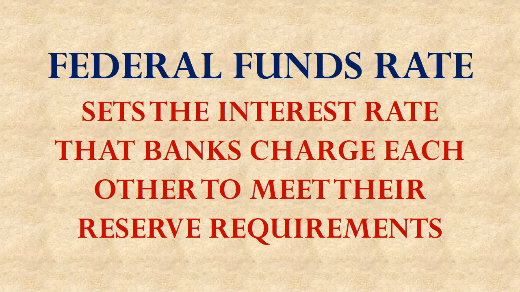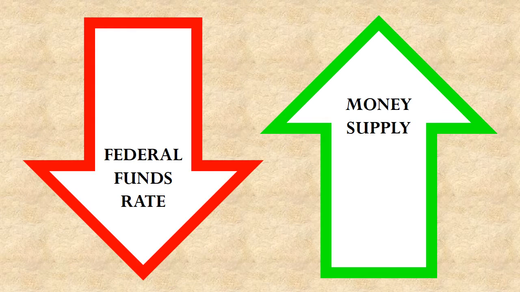All right, so by setting the federal funds rate, the Fed is determining how difficult it is going to be for banks to borrow money from each other. So let's think about how this is going to affect the money supply.